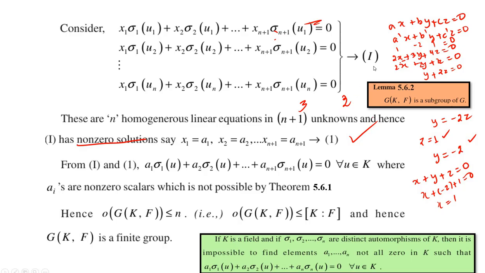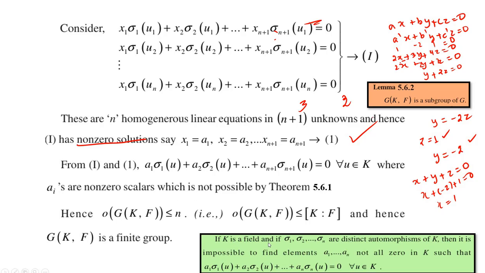Now from this equation, why do we say this? Because u1, etc., un are basis elements, so any u can be written as a linear combination of all of these. Which in turn says that we have the solution. So instead of u1, u2 separately, I can have the general one, namely u. So a1 sigma 1 u plus a2 sigma 2 u plus and so on, a(n+1) sigma (n+1) u equals 0 for all u in K. So these ai are non-zero scalars, which is not possible by this theorem.